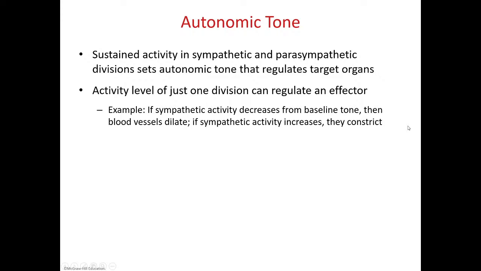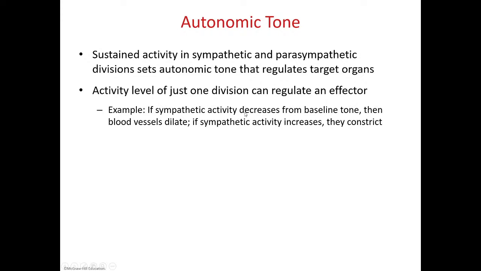All right, so autonomic tone. Sustained activity in sympathetic and parasympathetic divisions sets the autonomic tone that regulates target organs. In other words, both are pretty much always constantly working, and they oppose each other. And so whichever one's kind of more active is going to determine the activity of the body. So the activity level of just one division can regulate an effector.